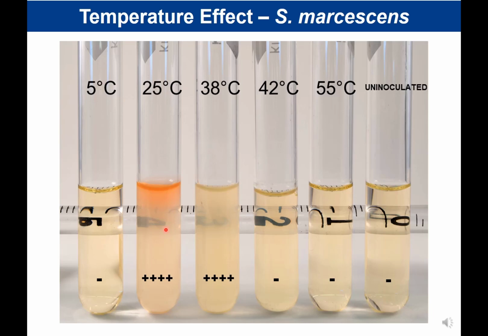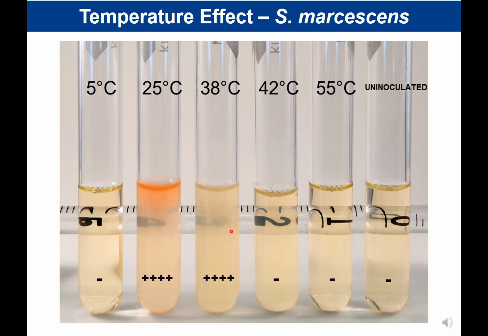Now, the other thing to realize is that if you look at the way that the bacteria grew at 25 versus 38, you'll notice something very interesting. And that is that at 25 degrees, if I look at the growth, you'll notice that the bacteria is producing this red or pink pigment. And so it only produces this pigment when grown at room temperature. If cultured at human body temperature, it does not produce that red pigment.